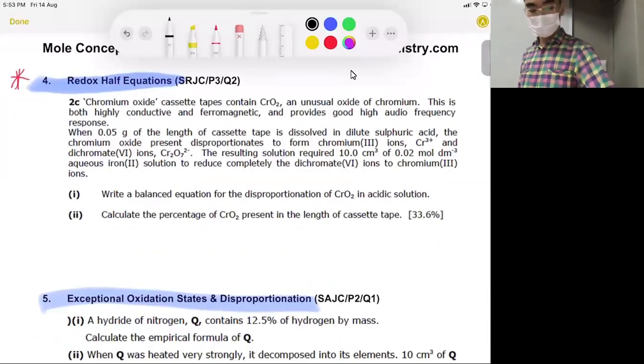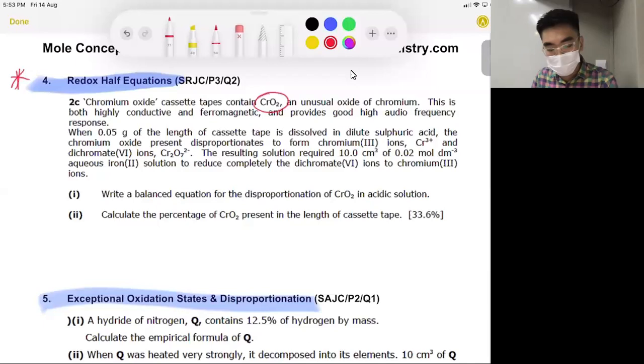Okay, I will just talk about the question 4 introduction first. They mentioned that you got chromium oxide. So chromium oxide is a solid. Even if you do not know that, they did tell you that this is a cassette tape and it is 0.05 grams. So we can probably conclude that it's a solid.